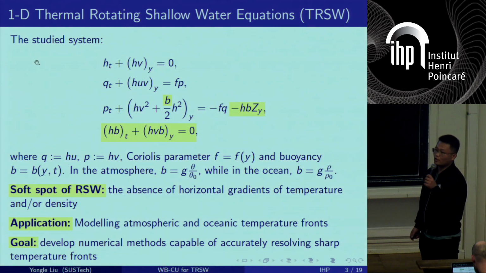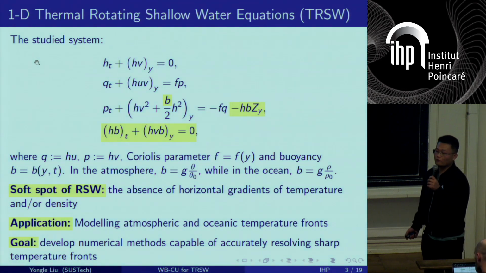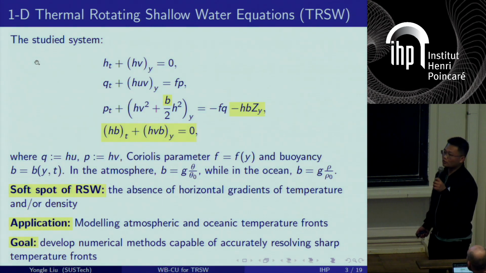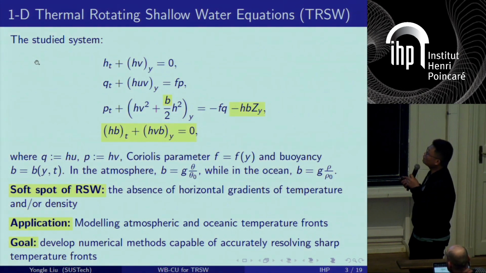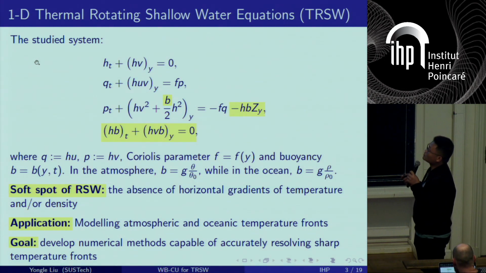Okay, let's begin with the one-dimensional thermo-rotating shallow water equations. In the system, we have four equations. The first one is the mass conservation, and the second and the third are the momentum equations. If we look at the first three equations, we can see that they are the rotating shallow water equations. And here, if we consider the horizontal gradients of the temperature or density, we obtain the additional fourth equation. It's an equation for the buoyancy. So it's our thermal version of the rotating shallow water equations.